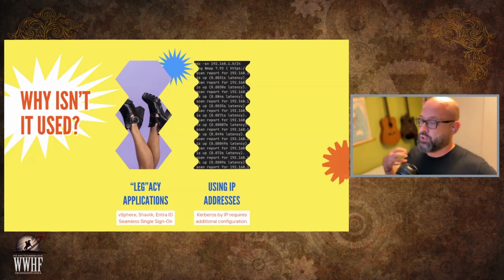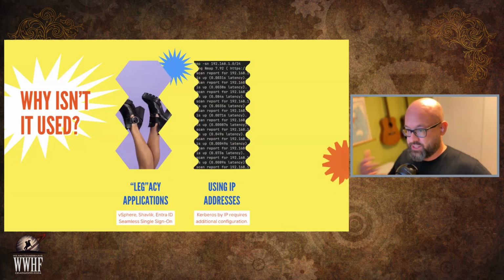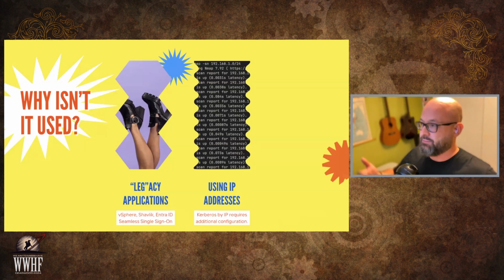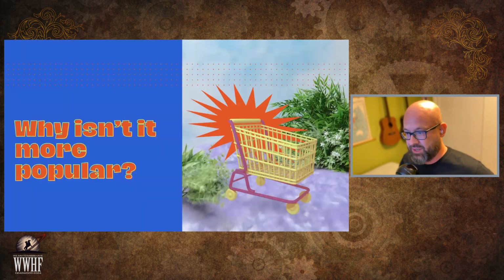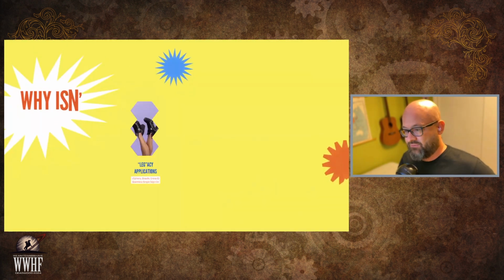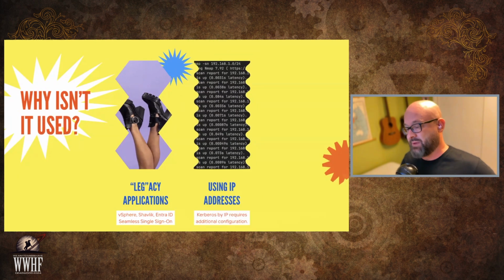Using IP addresses. Because Kerberos is enforced for any member of the protected users group, you generally can't connect to things via IP address, right? Kerberos requires a name in order to properly resolve things. You can do it by IP, but it requires additional configuration that nobody does. So things break. And in that case, sorry to go back to that, using the IP addresses, if Kerberos can't work, it drops back to NTLM authentication, weak, broken, etc.